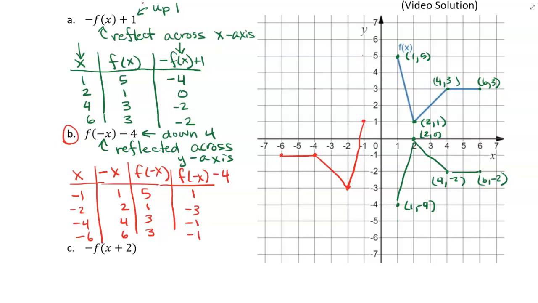So those should match the points, right? This point here is -1, 1, right? Which matches the x and the f of minus x minus 4, all right? So down here, this is -2, -3, right? And that matches with what we found in the table. This is -4, -1, and this is -6, -1, right? So you can see they match with what we got in the table. So just a way to check yourself is all.